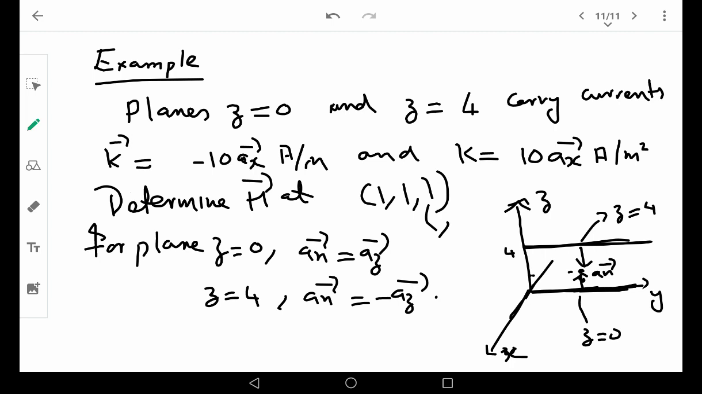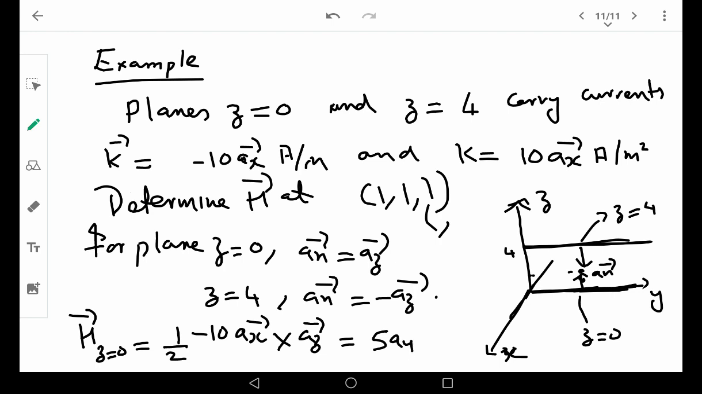So due to the plane z equal to 0, H equal to half K cross aN, and what is K? K is minus 10 aX cross aZ, isn't it? So how much is it? Minus half of 10 aX cross aZ, that is 5 aY, right? 5 aY.